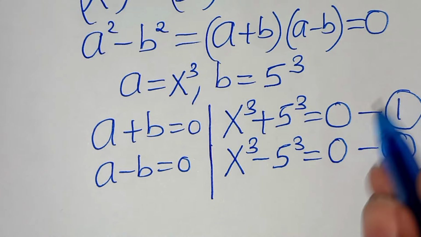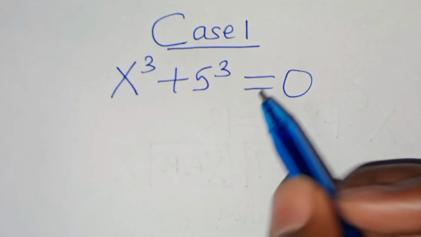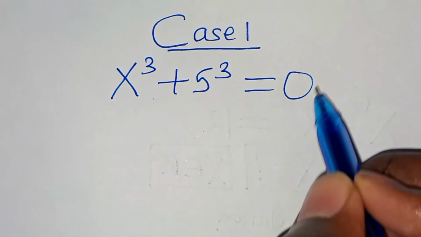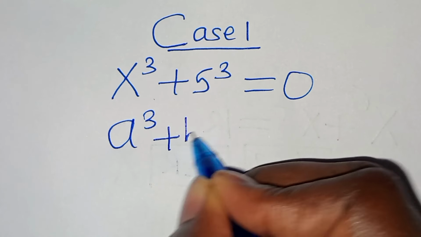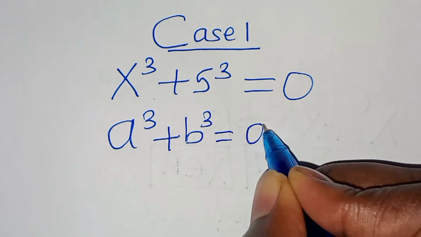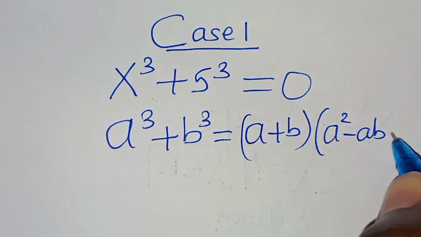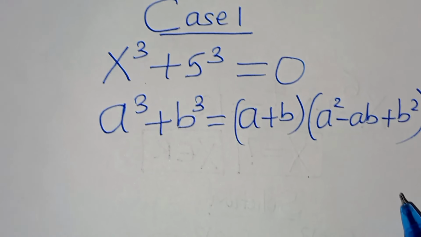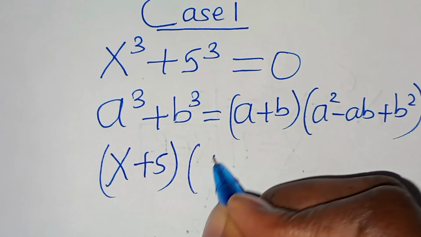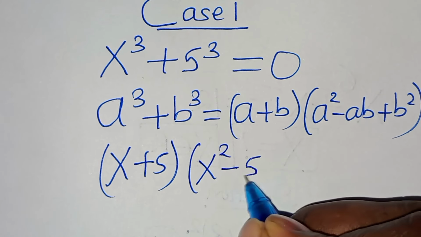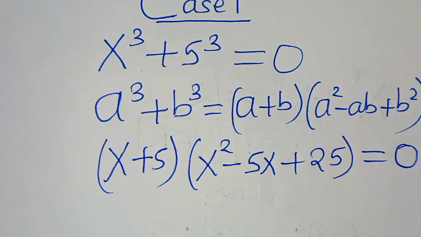So let's commence with equation 1. Let's call this case 1. We have x to the power of 3 plus 5 to the power of 3 equal to 0. This is the sum of two cubes, expressed as a to the power of 3 plus b to the power of 3, which we can express as a plus b times a squared minus ab plus b squared. So we have x plus 5 times x squared subtract 5x plus 5 squared, which is 25, equal to 0.